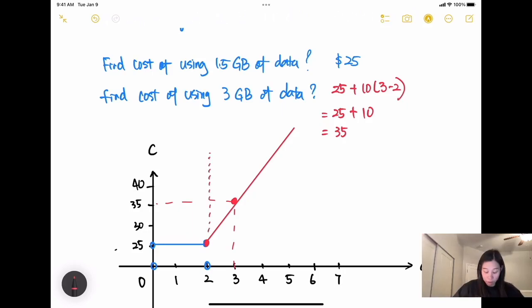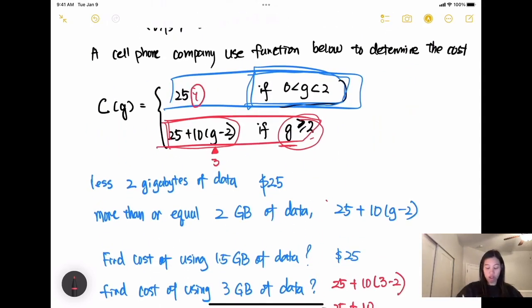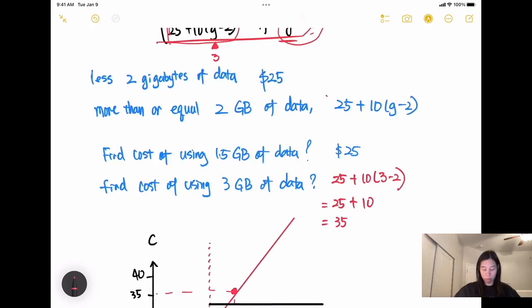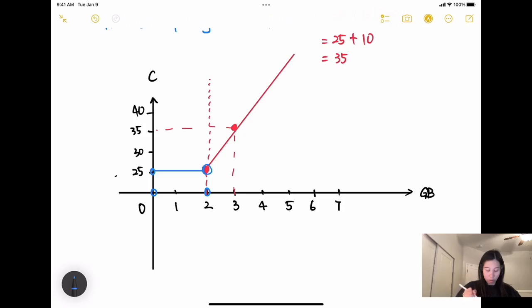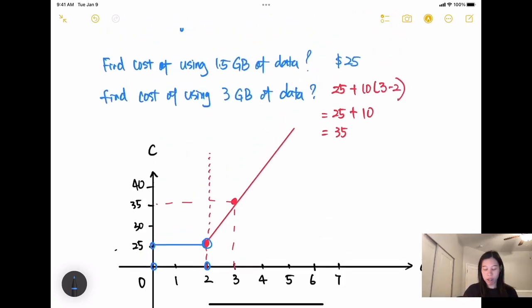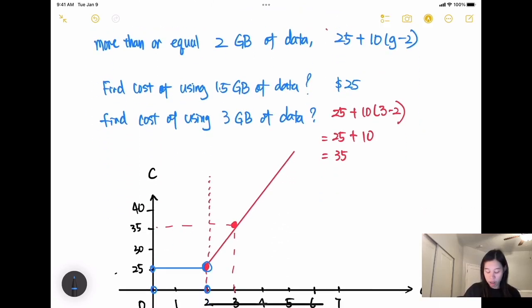So the function is combined from 2 parts. The first part is function 1, when G is less than 2, but not including 2. So that's why the blue end is going to be an open circle. And then the second part of the function, which I drew in red, starts at 2, including 2. So that's why the left end is going to be a solid dot. And then it's going to be a linear function that goes all the way up.